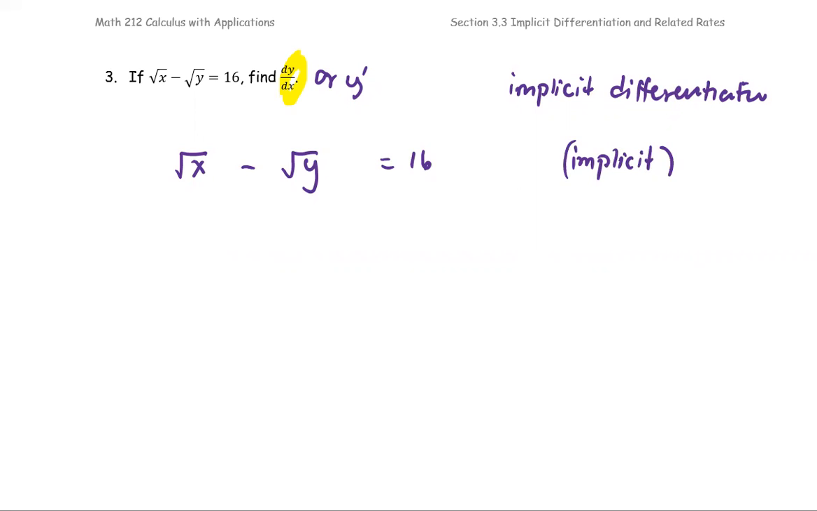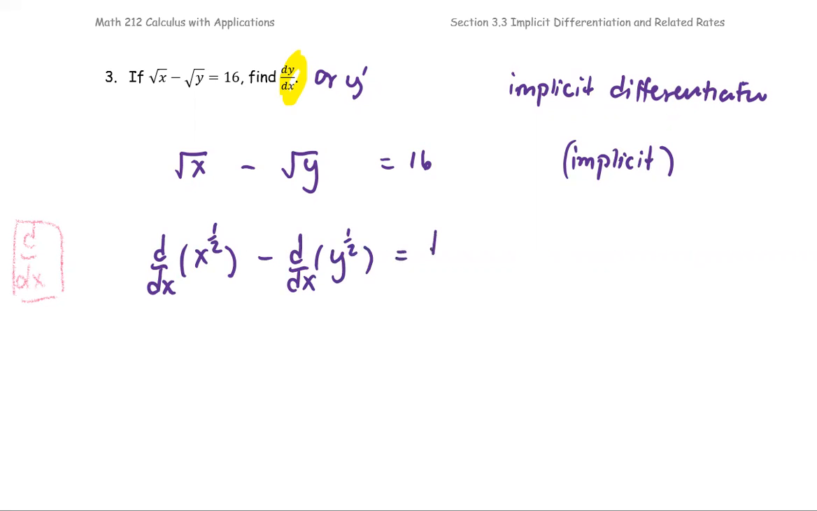So the first step, we're going to find the derivative with respect to x of all terms. The first one, d by dx, recall the square root x is x to the power 1/2, similar to the square root y, which is y to the power 1/2, equals the derivative with respect to x of the value 16. And next step, we just find the derivative using the appropriate rule. The first one is just a normal power rule. I put a note here. So this is a power rule.